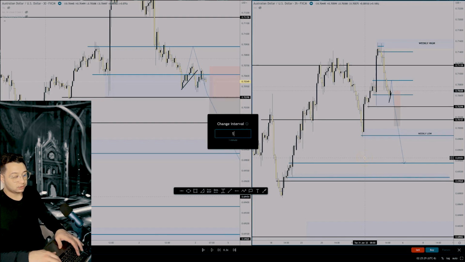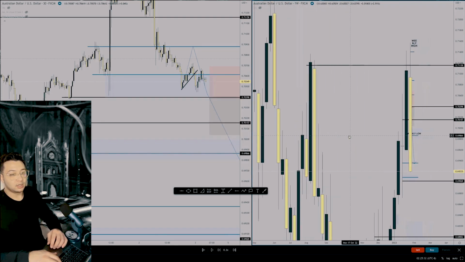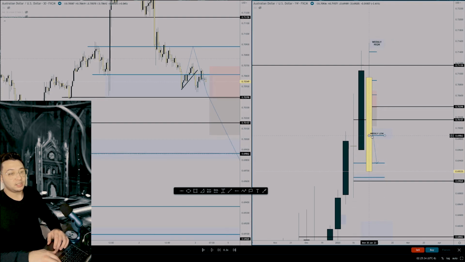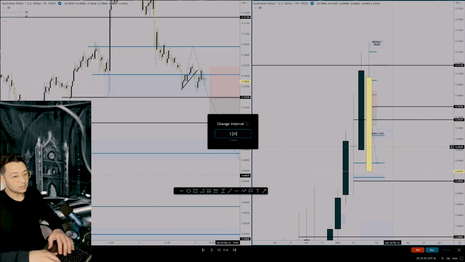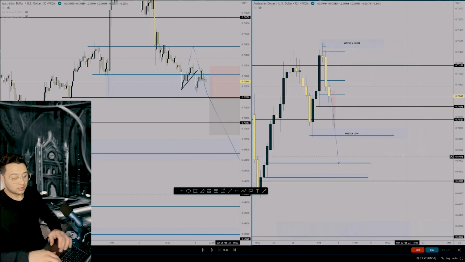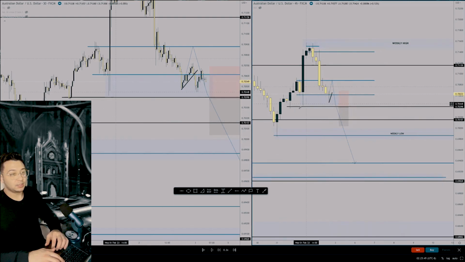Okay, let's go to the weekly chart. As you can see, this is what happened. This was the weekly low. If the weekly low breaks, we're going to go lower, and if we break the prior week's low, which it did, then we ultimately are going to make a new low point. And that is what happened. So let's zoom back out to the 4-hour time frame.